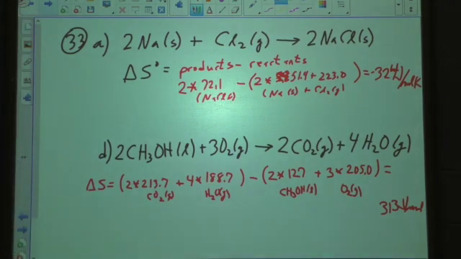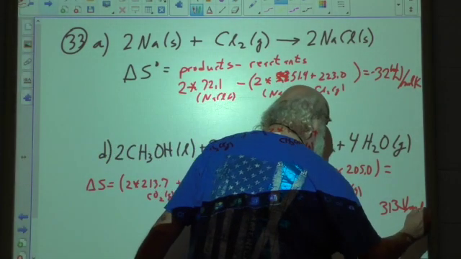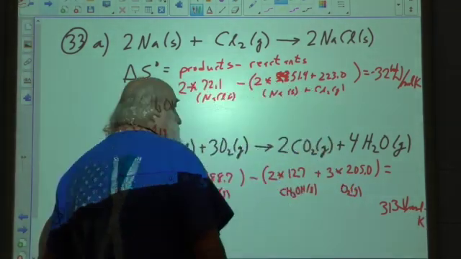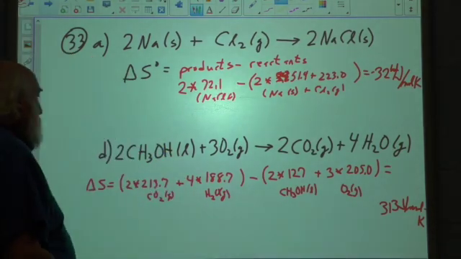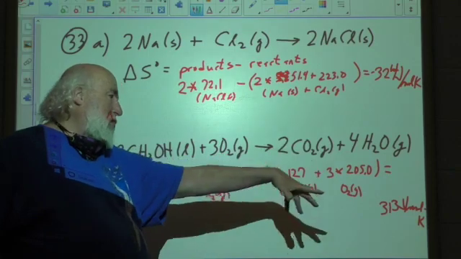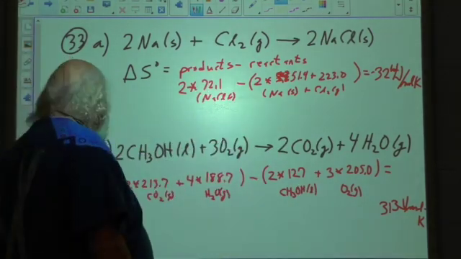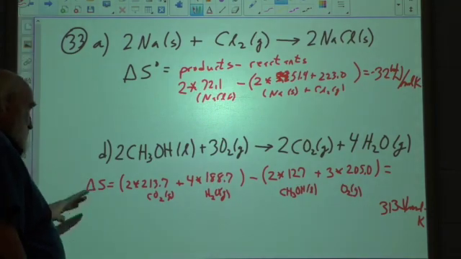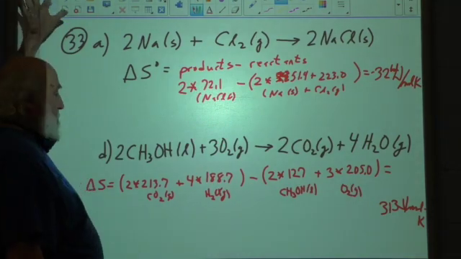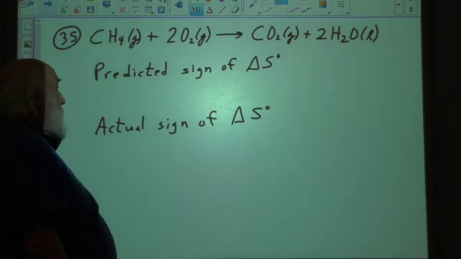What's the chart say? Yeah, joules per mole Kelvin, so it should have a K in there. All right, so it's a positive value, which makes sense because we got 2 liquids and 3 gases. We got 6 gases over there. So we'd expect increased disorder. So that is positive.